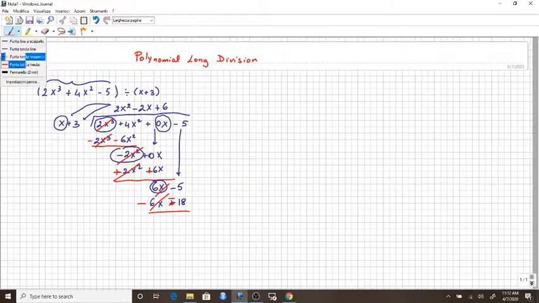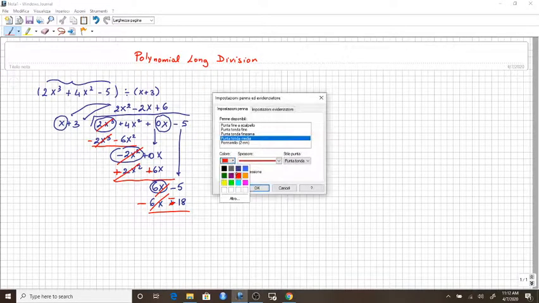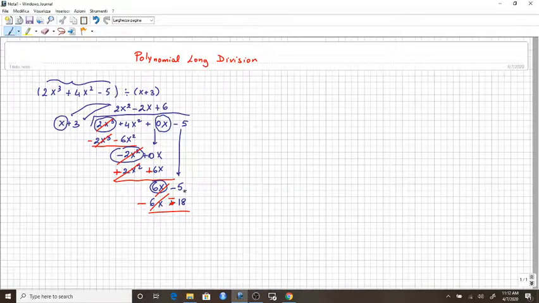First term is supposed to simplify, and then negative 5 minus 18 is negative 23, and this is going to be your remainder because it cannot be divided further by x plus 3, so that's a remainder. So how are we going to write the final answer?